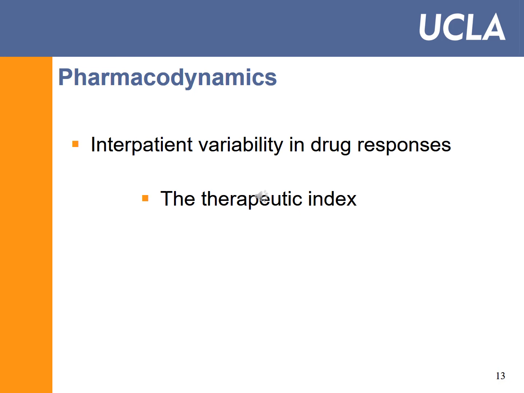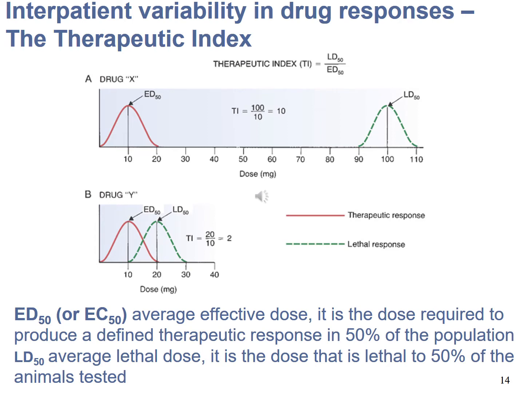And in order to determine the safety of a drug, there is a term called the therapeutic index. And so the therapeutic index is actually the ratio between the LD50, which is the average lethal dose, which means the dose that is lethal to 50% of the animals tested, because of course, we don't want to kill 50% of the patients during a clinical trial. And so that lethal dose is determined in preclinical study and in animals.